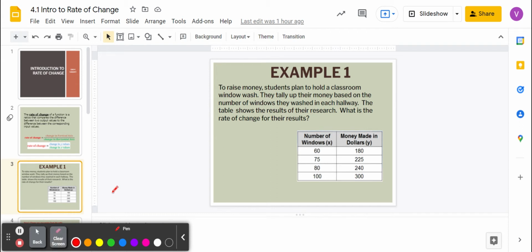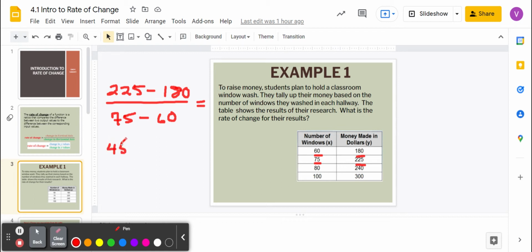So based off the definition, you can take any two y values and take the difference, which is subtracting them, and then take those two corresponding x values and subtract those as well. So I'm going to take 225 and 180, and the difference is going to be subtracting those two. And then you want to set this up as a ratio, so include your fraction bar, and then take the corresponding x values, which is 75 and 60, and subtract those. All right, my numerator is going to give me 45, and my denominator is going to give me 15.